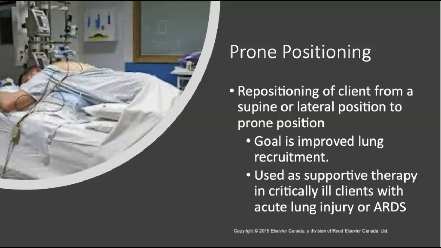I want to talk a little bit about the importance of prone positioning. This is very common with our COVID-19 patients. You actually reposition the patient from a supine or lateral position to a prone position. It takes about 6 people to do this because you can imagine all the tubes, and your endotracheal tube has got to be watched. The goal is to improve lung recruitment because gravity will allow the lungs to expand when the patient is moved from a supine to a prone position.